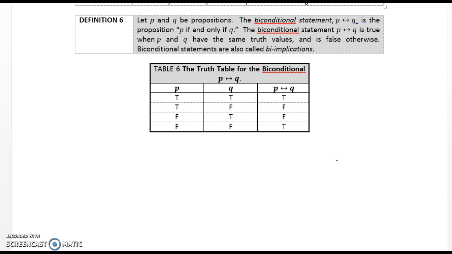In Table 6, we see the truth values of the biconditional operator, P if and only if Q. You can see from the table that when P and Q have the same value, then P if and only if Q is true. When they have different values, then P if and only if Q is false. It's worth noting that P if and only if Q is the complement of P exclusive OR Q.